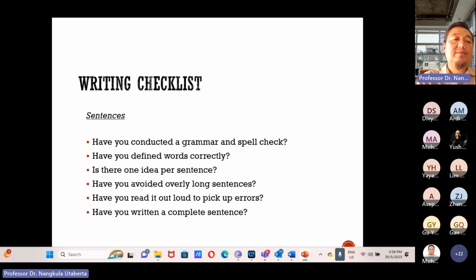So you can see this is a writing checklist just for you to check. Grammar check, spell check, words used correctly, one idea per sentence, avoid long sentences. You can have a look at this. When you want to submit your research proposal, please do this checking.